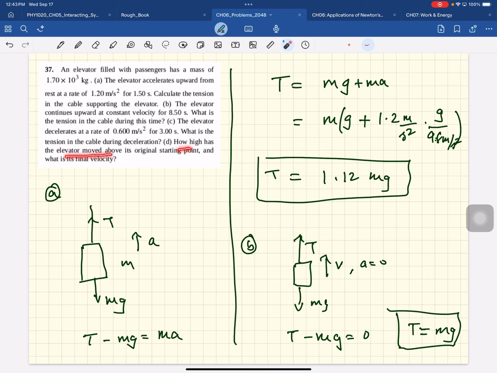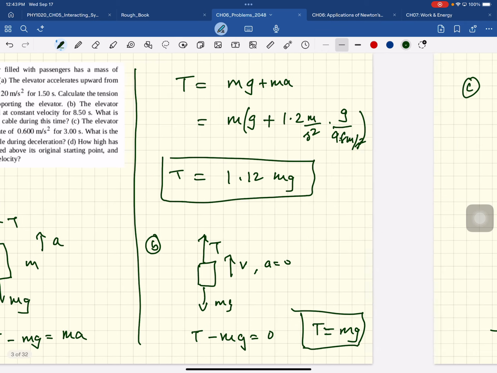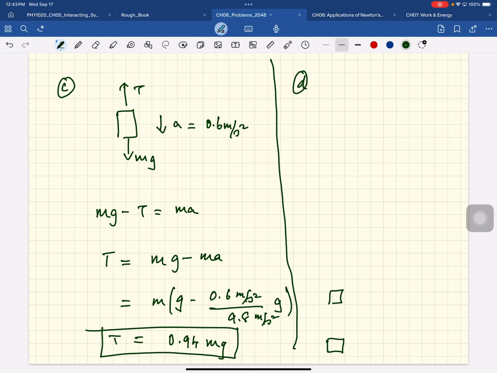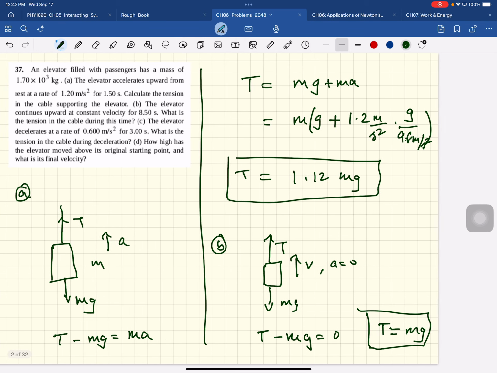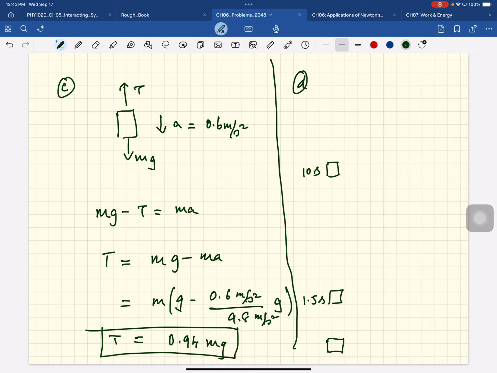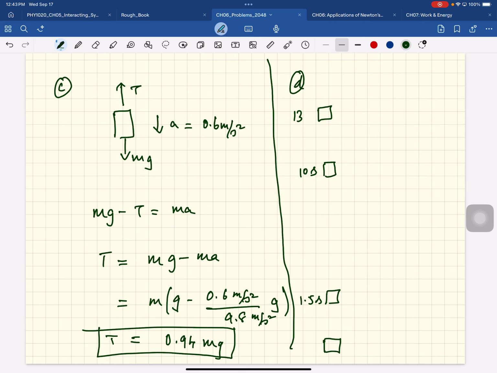How high has the elevator moved above its original starting point? Okay. What is its velocity? So part D, here the elevator starts at rest. And so how long does it accelerate? 1.5 seconds. This is where it is at 1.5 seconds. And then it's going at constant velocity for 8.5 seconds. So that is 10 seconds. It's right there. And then it decelerates, okay, and stops at 13 seconds.